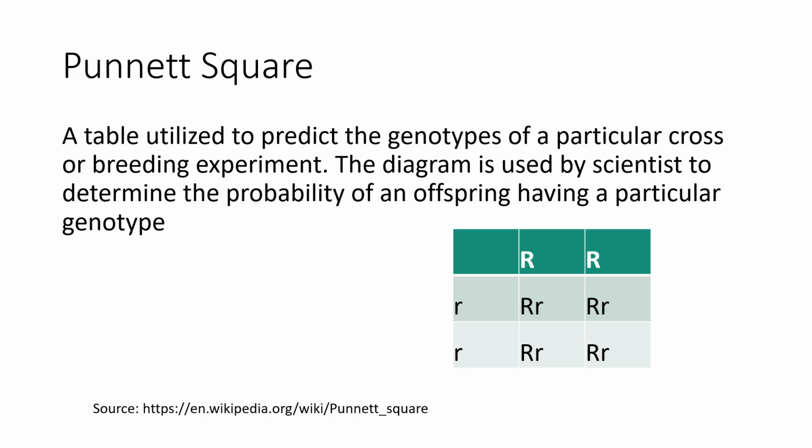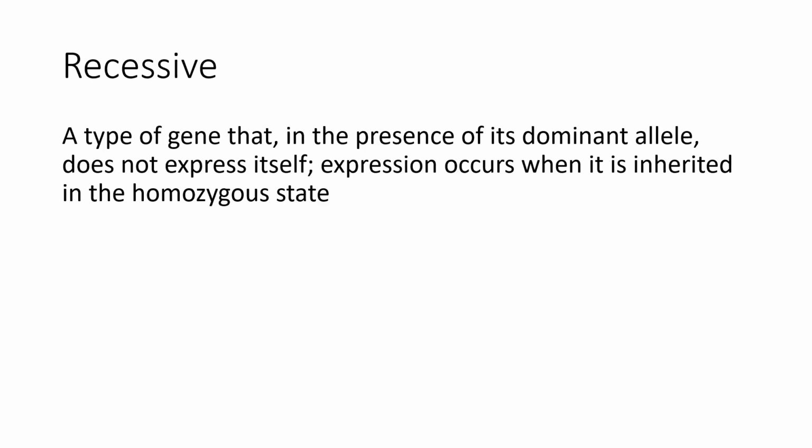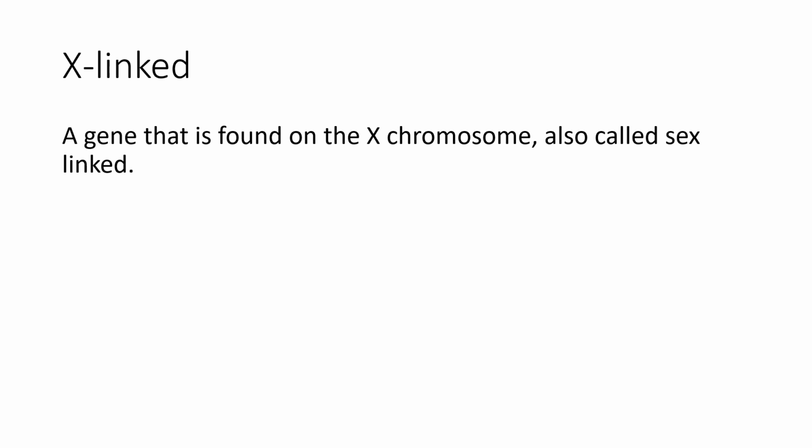A Punnett square, a table utilized to predict the genotypes of a particular cross or breeding experiment. The diagram is used by scientists to determine the probability of an offspring having a particular genotype. Recessive, a type of gene that in the presence of its dominant allele does not express itself. Expression occurs when it is inherited in the homozygous state only. X-linked, a gene that is found on the X chromosome, also called sex-linked.